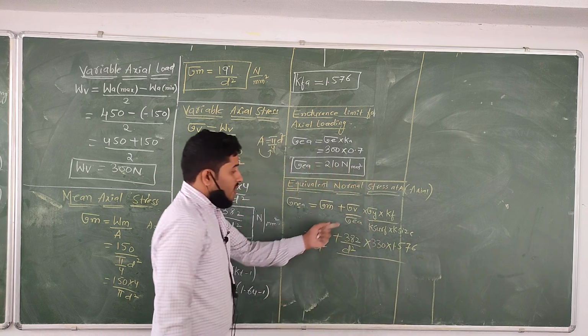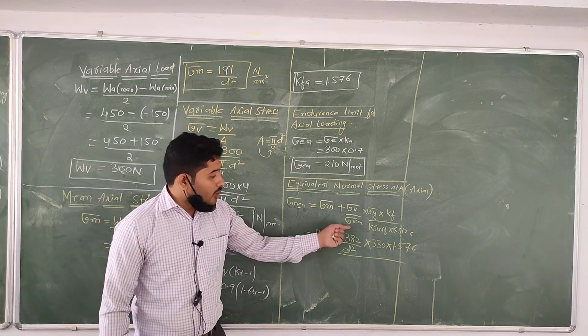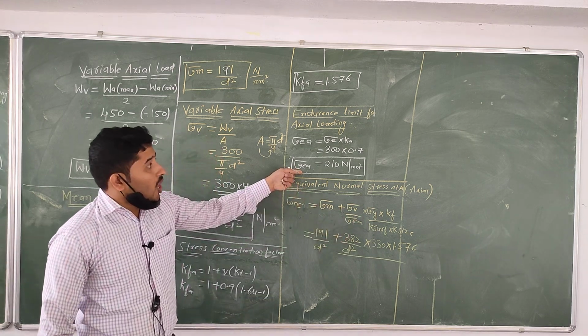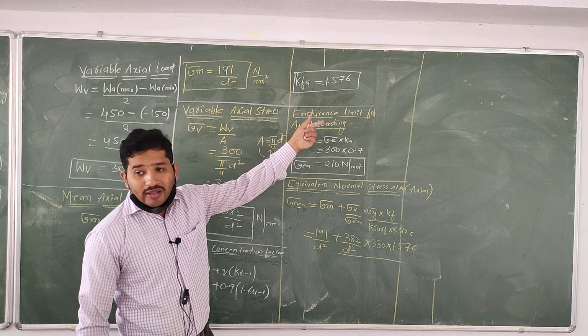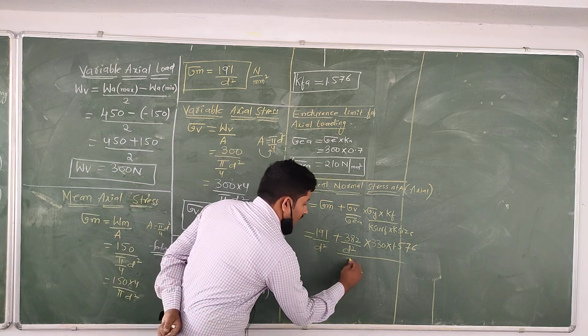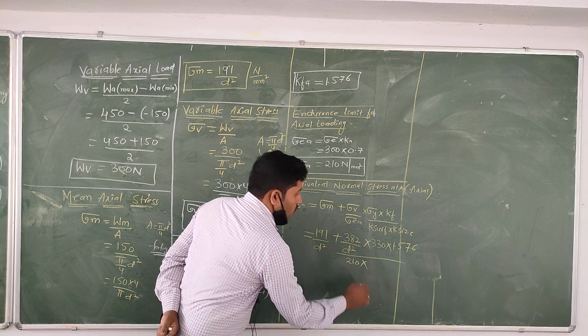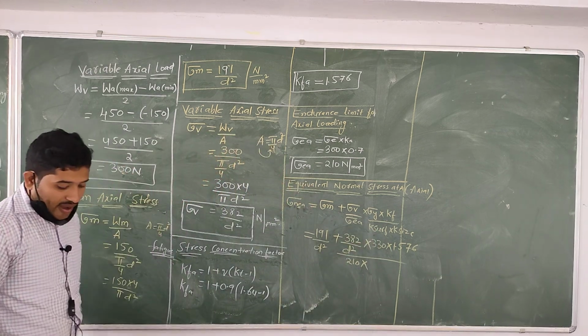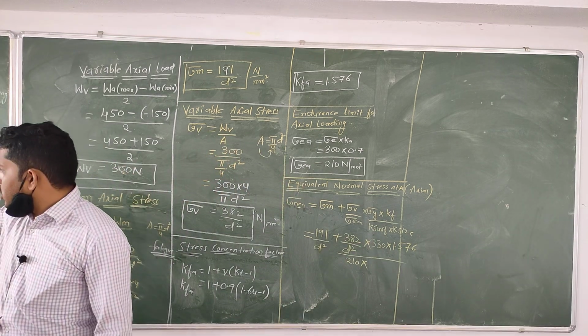By here sigma EA. Just now we solved with the help of endurance limit for the axial loading. How much we got here? 210 we got it. Is it right? 210 into K surface finishing factor. How much we got it here? How much is given?